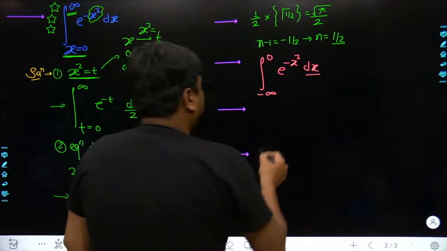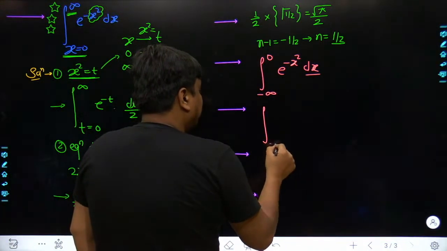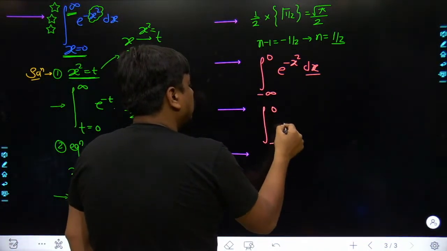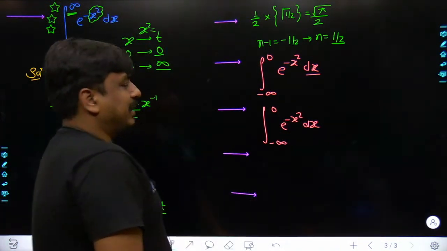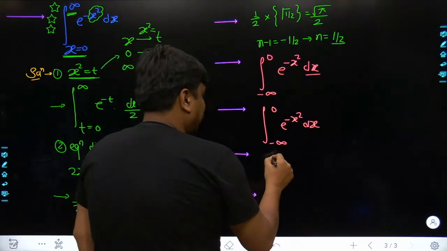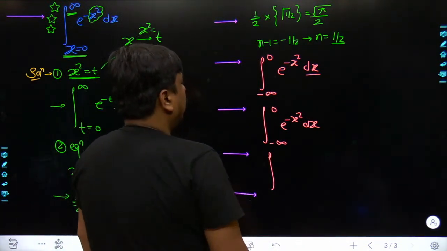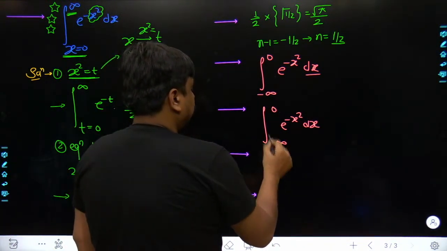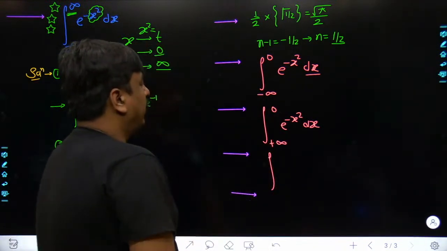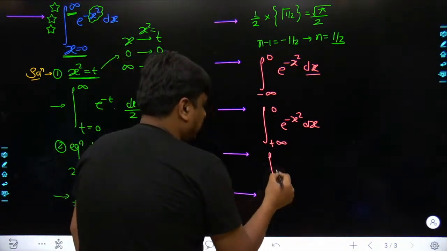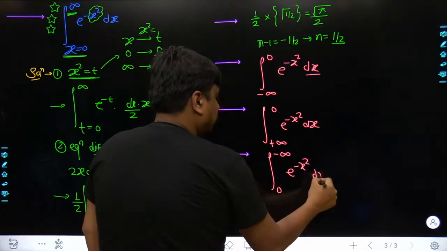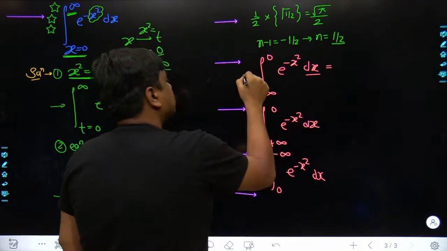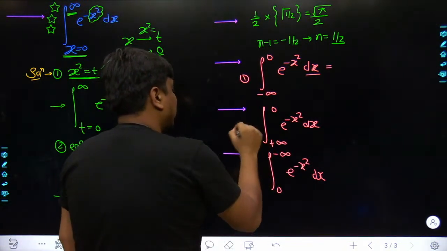Let's take the second kind of problem, the integration from minus infinity to 0 of e to the power of minus x square dx. That is the second variant. Similarly, you can take plus infinity to 0 now. And now you can take the integration from 0 to minus infinity of e to the power of minus x square dx. This would be your first question which you have to reply over the live chat.